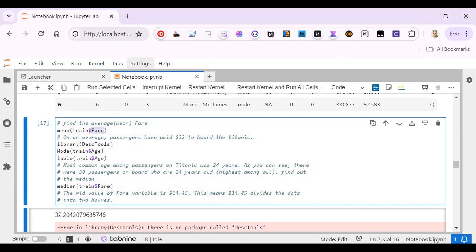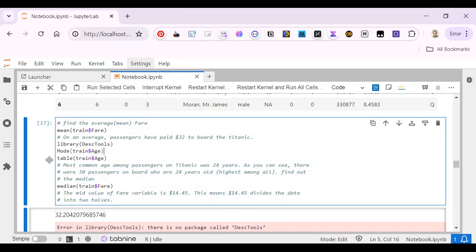And here I'm using the library desctools. Why? Because I want to look at the mode. Mode is not directly available as a function here, right? I want to load the library here. I just write it like this, DescTools, with capital T. When I run it here, let's see, because that is a different version, this is a different version. Now we are getting errors, right?